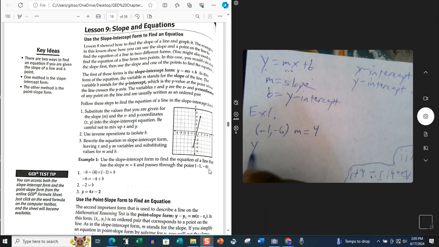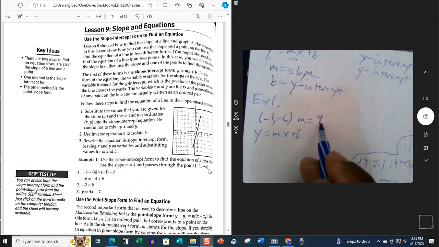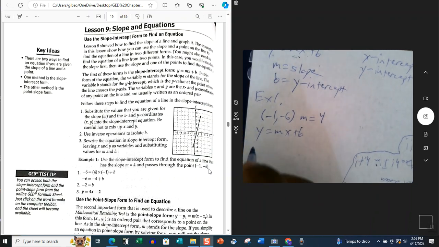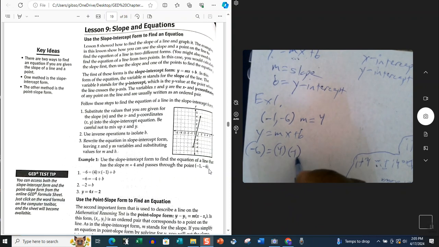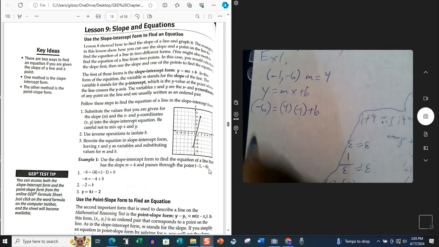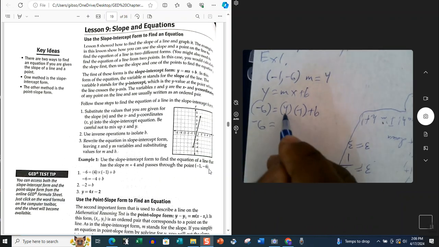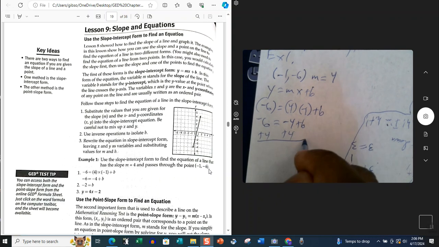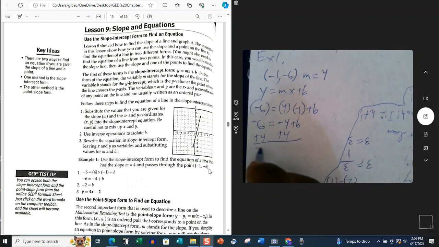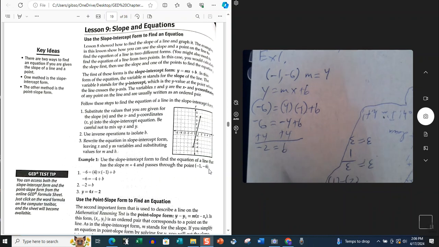So we take this equation, y equals mx plus b. So now we substitute. We'll substitute in -1 for x, -6 for y. And then for the slope, we'll put 4. So now all we're really doing is solving for b. So now we have -6 is equal to 4 times -1, which is -4 plus b. We will add 4 on both sides. And -6 plus 4 is -2. And -2 is equal to b.